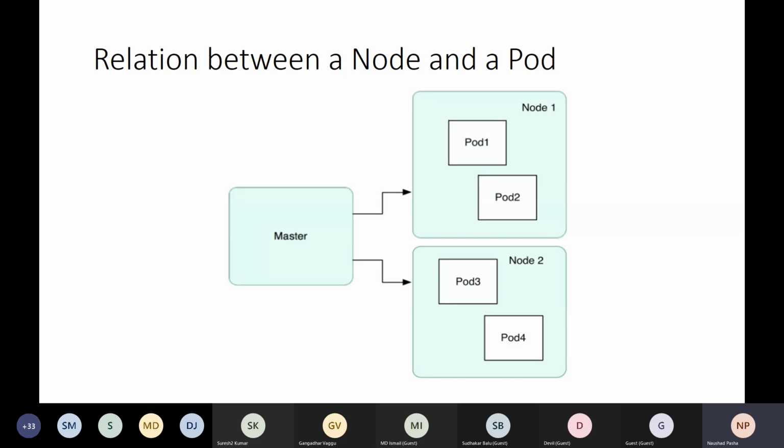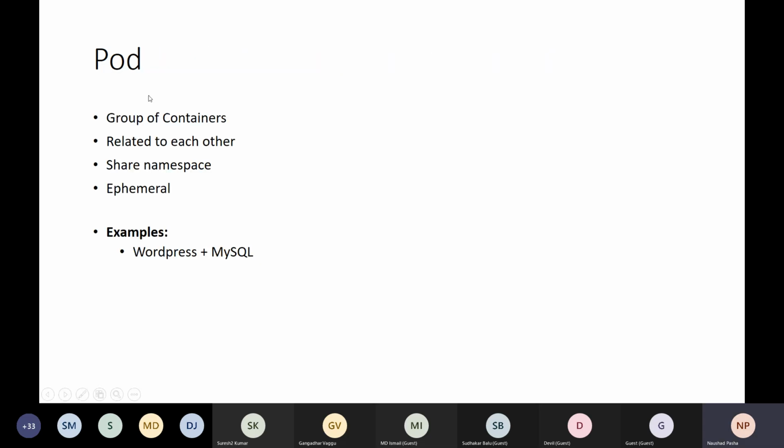Kubernetes does not directly identify or deal with the containers. Instead, it deals with the pod. You can think of a pod as just a wrapper around the containers. We'll talk about the pod later in the discussion. So a pod is just a group of containers related to each other, and they share the namespace.